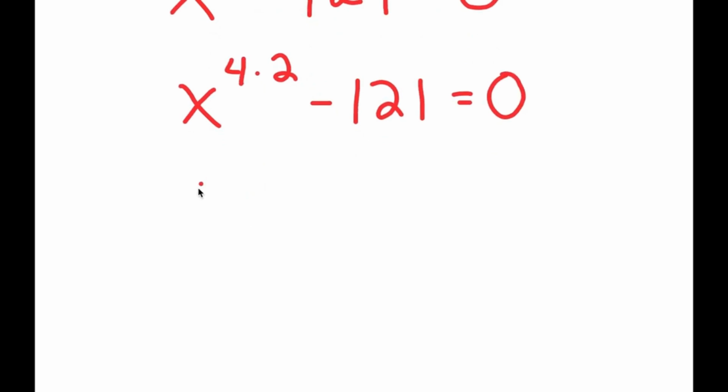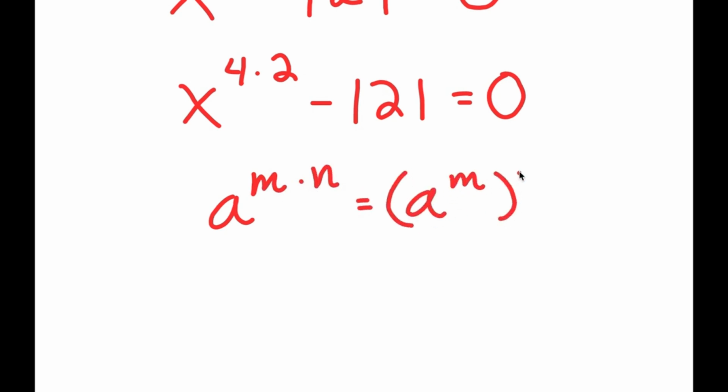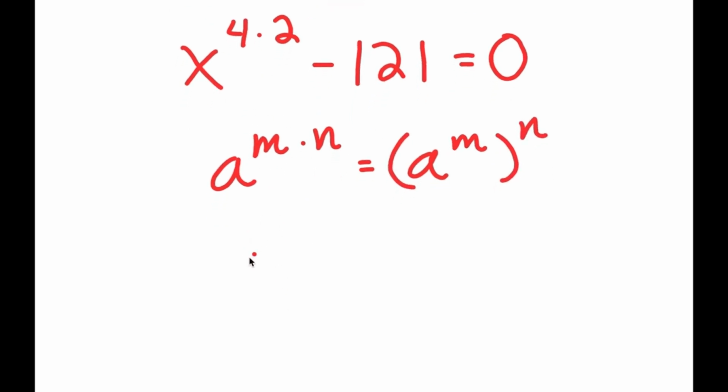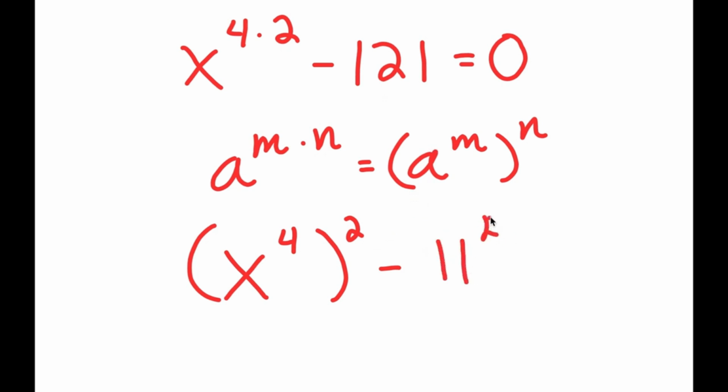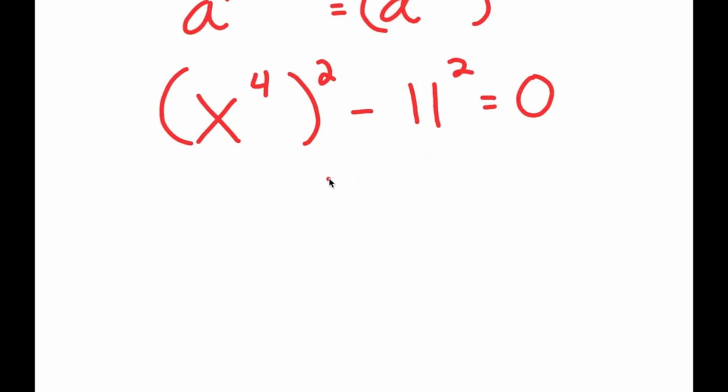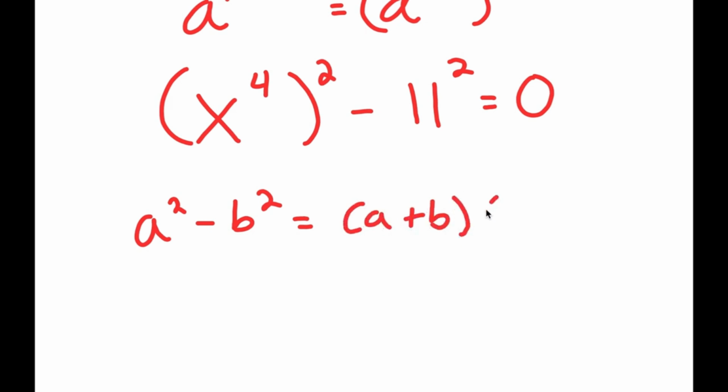Now, if I have something in the form a to the power of m times n, this is equal to a to the power of m to the power of n. So x to the power of 4 times 2 is equal to x to the power of 4 to the power of 2. Now I have this minus 121, which we can rewrite as 11 to the power of 2. And the reason we're going to do that is so now we can use an important algebraic property that states that if I have something in the form a squared minus b squared, this is equal to a plus b times a minus b.